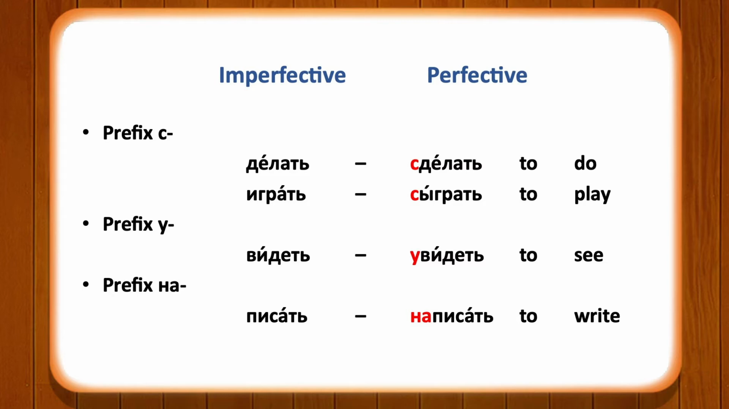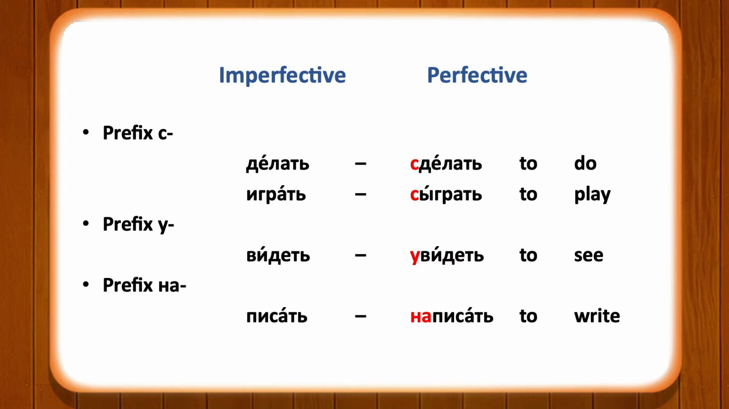Let's take up one more example. Igraj, which means to play. Igraj is also an imperfective verb. The perfective aspect is formed by adding a prefix s. Igraj, sigraj, both mean to play. Igraj is imperfective aspect and sigraj is the perfective aspect.